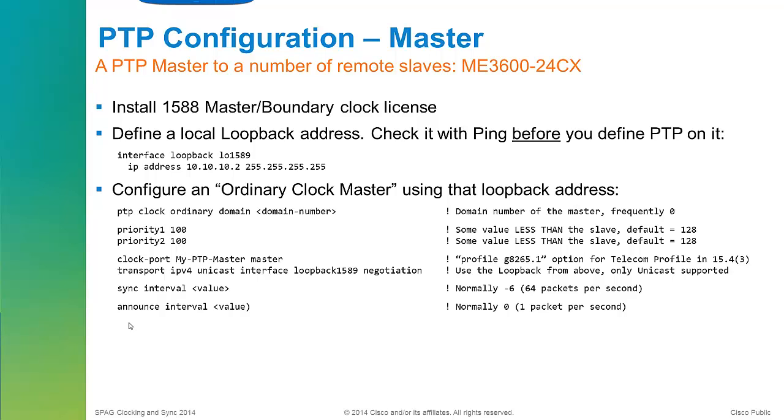2400CX, again, you need the master boundary clock license. Also remember, this isn't supported on the ME363800 because they don't support PDP. I define a loopback address 1589. Again, priority less than 100. It's an ordinary clock. It's a master clock. It's a unicast. It uses the same loopback address like it did up here. Negotiation, what you want. You can define these parameters if you want.